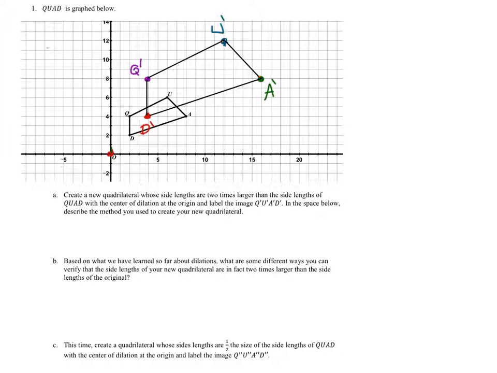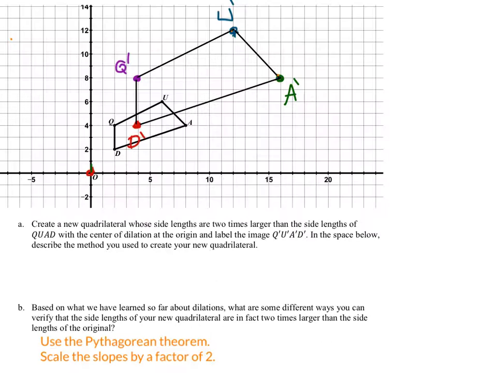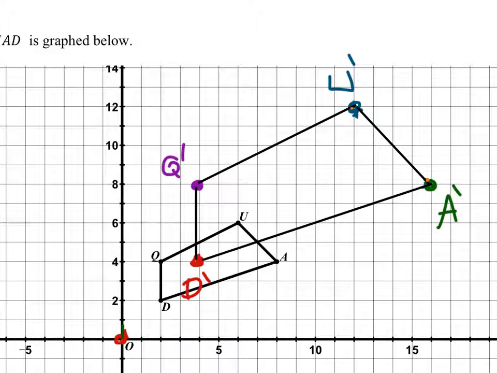Alright, part C. This time create a quadrilateral whose side lengths are 1/2 the side lengths of Quad, with the center of the dilation at the origin, and we'll label this image Quad double prime in this case. So let's go ahead and cut this thing in half, starting with D first.